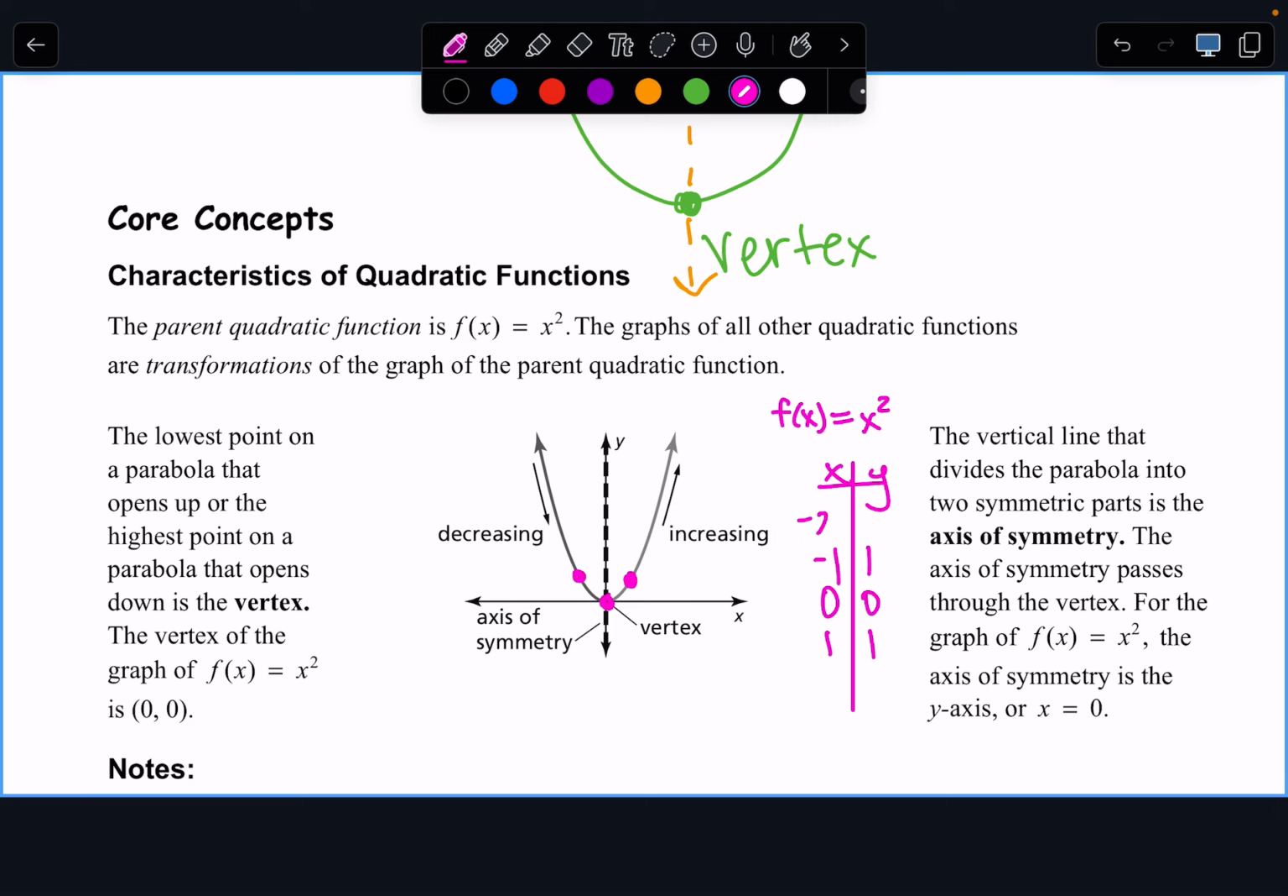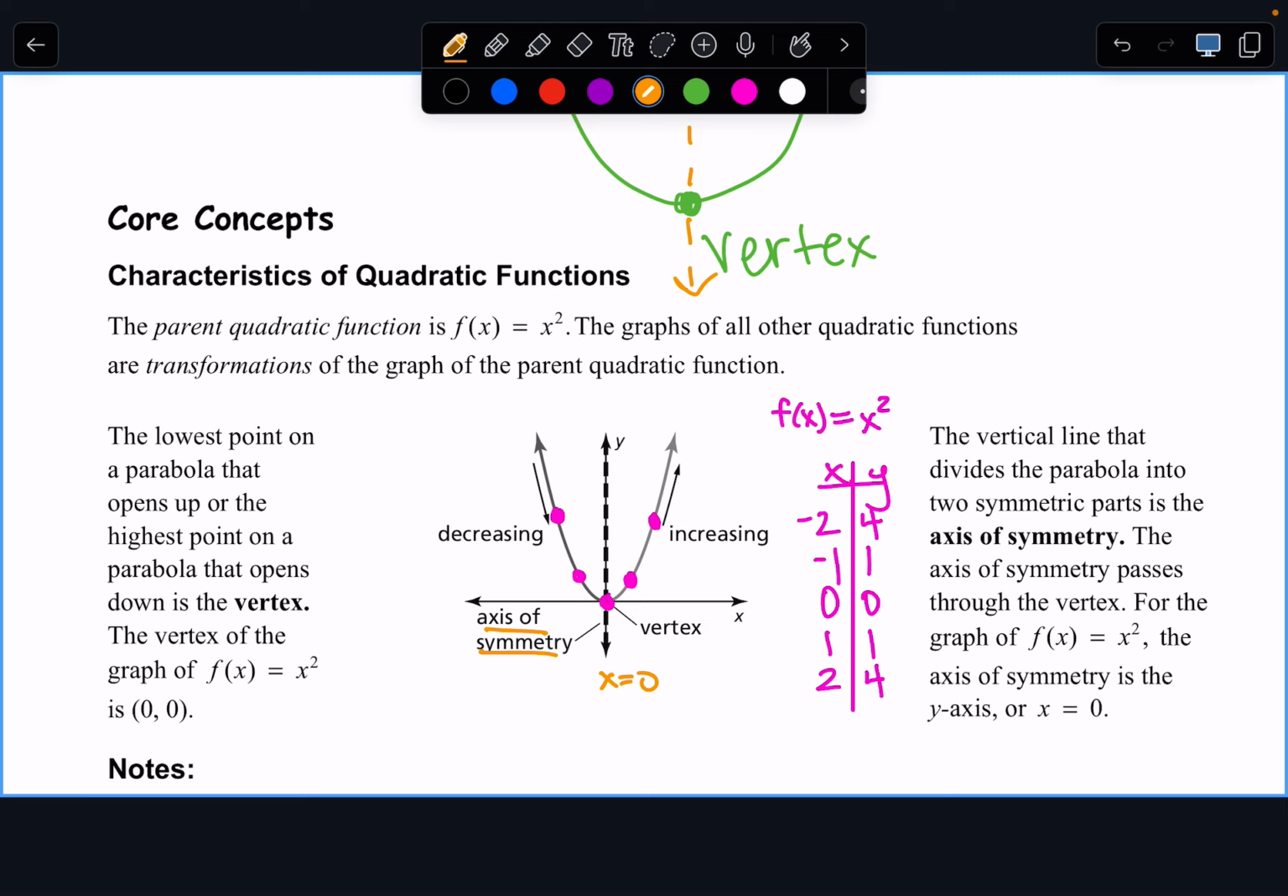What's negative 2 squared? 4. And what about 2 squared? 4. Okay. So there's that symmetry. In this parabola, the line x equals 0 is our axis of symmetry. X equals 0 is our axis of symmetry because that's the vertical line that cuts it in half.